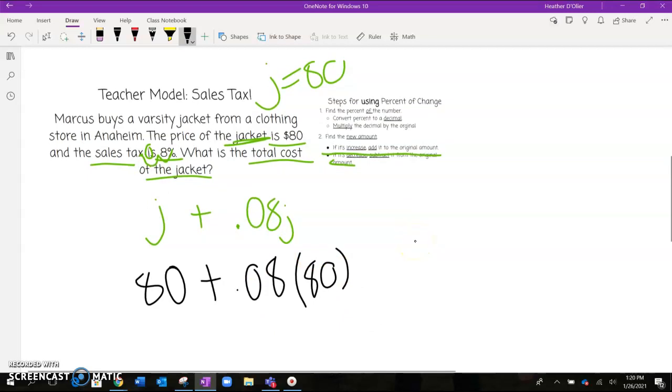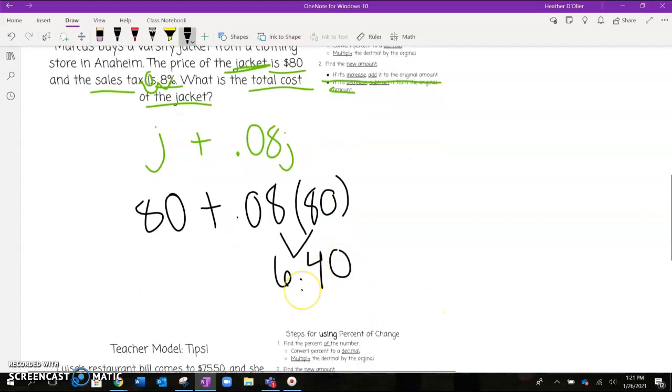I need to do multiplication before I add, so I'm using my handy dandy calculator. 0.08 times 80 equals 6.4. However, remember this is money, so this is $6.40. Sometimes if we don't put that zero there, we forget that it's 40 cents and not 4 cents. Now I can add the $80 to it.